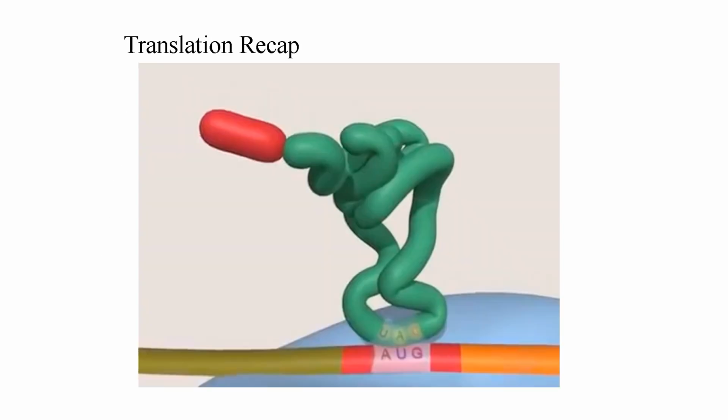To summarize, translation proceeds through 4 orchestrated stages. Initiation aligns the ribosome and mRNA. Elongation adds amino acids via repeated codon recognition, peptide bond formation, and translocation. Termination releases the completed polypeptide upon encountering a stop codon. Finally, recycling prepares the ribosome subunits for a new round of protein synthesis. Each step is driven by energy and guided by specialized factors.